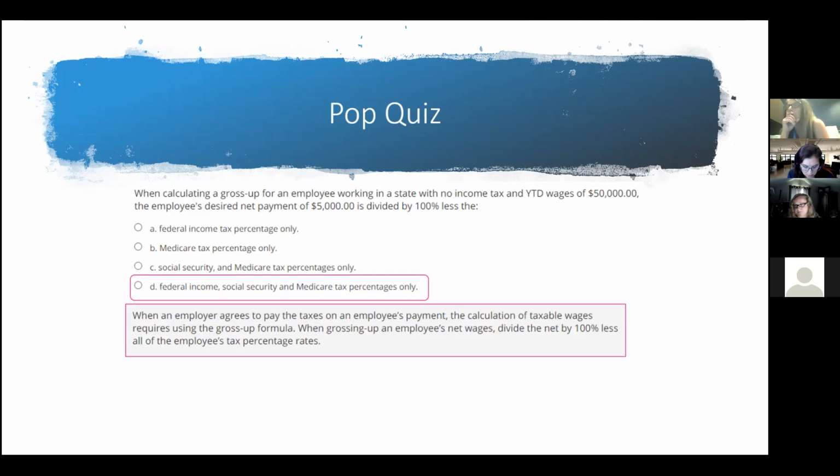You guys are awesome. This person had no state income tax, but we do have to divide by federal, Social Security, and Medicare because they were not over the Social Security limit. So good job.